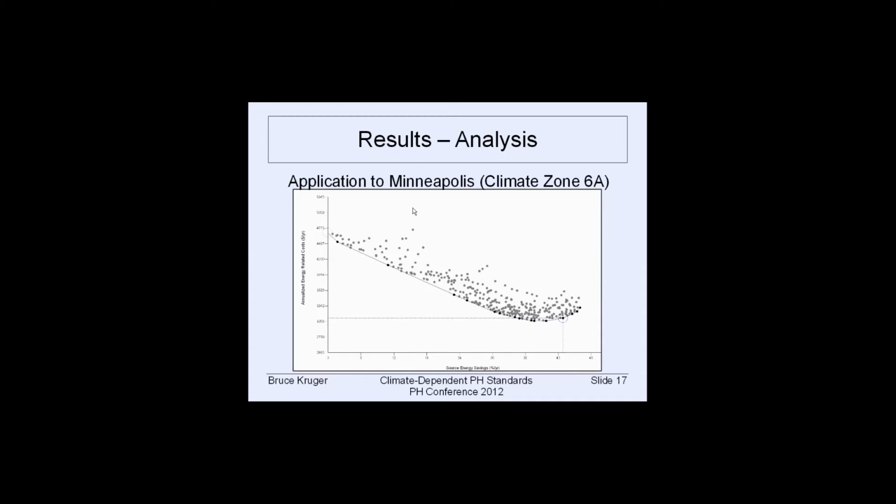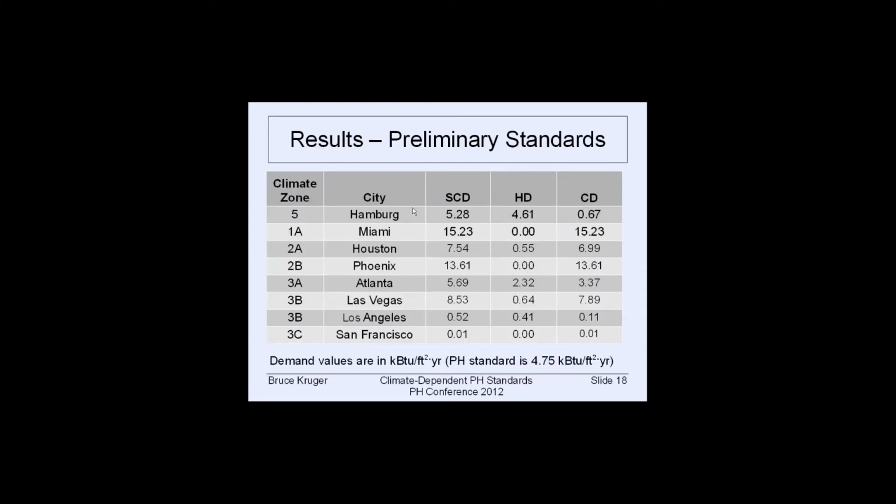So for each of these 15 climates, I did optimizations like this, pulled that point out of the data, and took the heating demand and cooling demand numbers from that data, combined them into my space conditioning demand number, and then that forms the basis for a preliminary passive house standard. And so these next 2 slides show the preliminary standards I came up with. And I'll talk a little later about why I think they're preliminary.